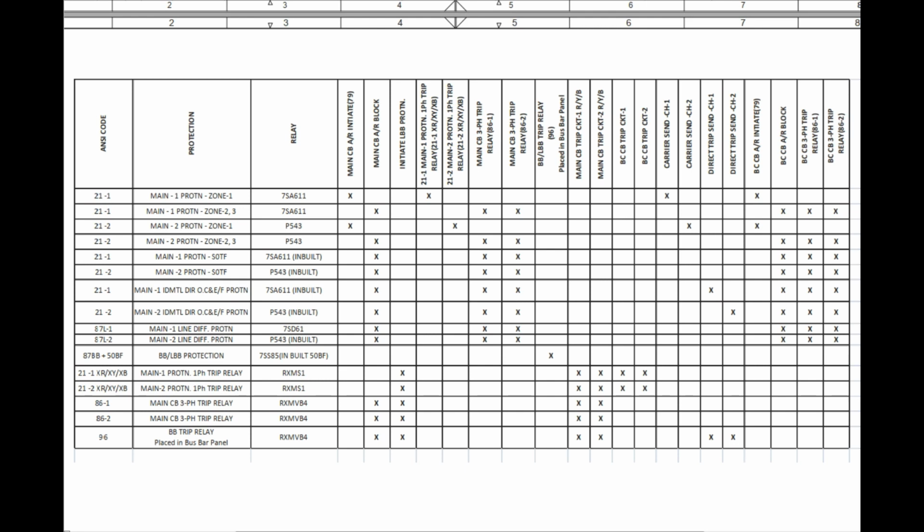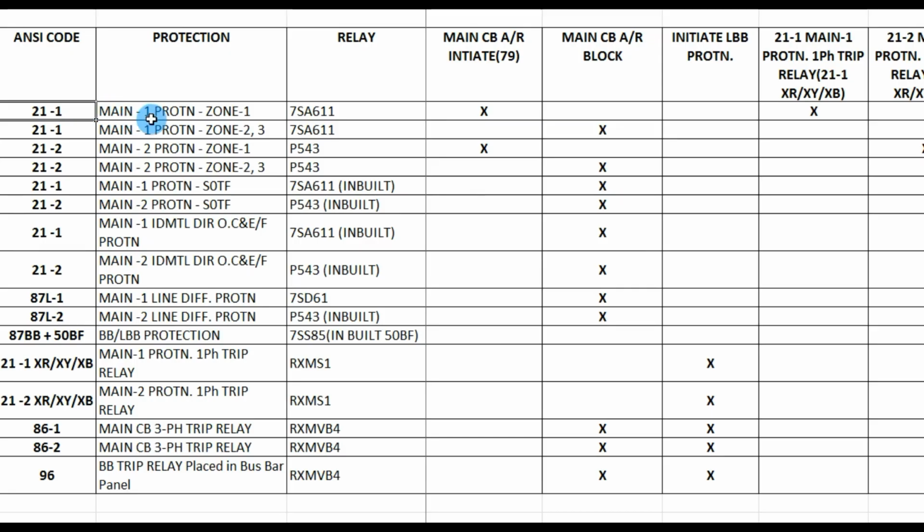First one is the ANSI code. 21 is distance protection, and here we have 21-1 and 21-2. 21-1 stands for main distance protection. 21-2 stands for backup distance protection. So in this panel we are going to use 2 distance relays. One is the main relay, another one is the backup relay. Now we will see the first one.